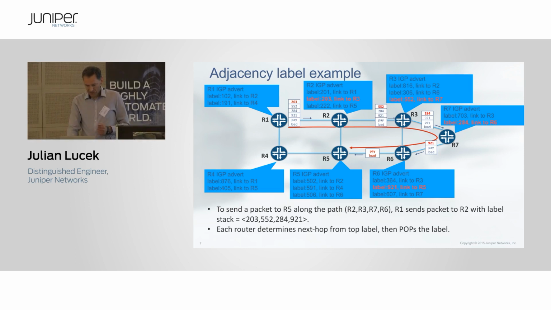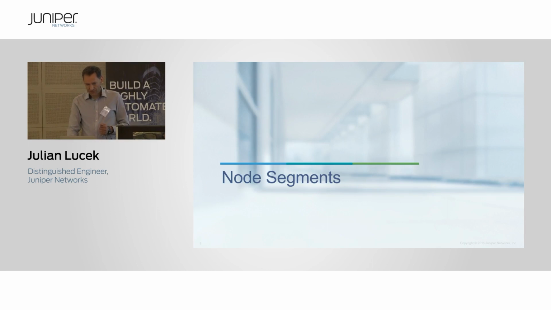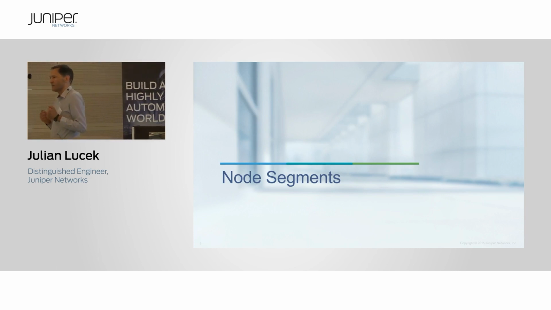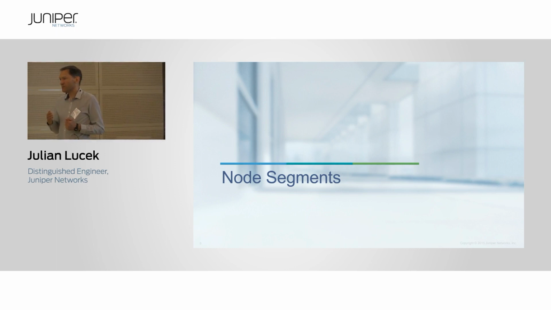Now let's have a look at a different sort of label, which is node segments. This is achieving something different, actually. What this is doing is saying we want packets to be sent towards a particular destination node with MPLS labels using shortest path forwarding. So we're not being precise about steering the packet along a particular sequence of links. We're not doing traffic engineering. We just want the packets to follow the shortest MPLS path towards the destination.